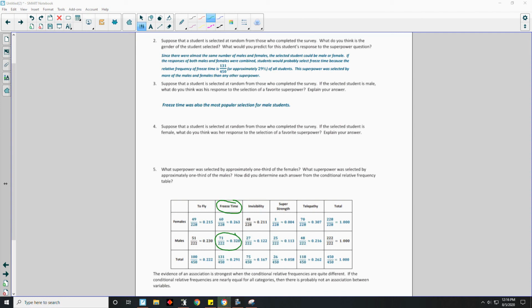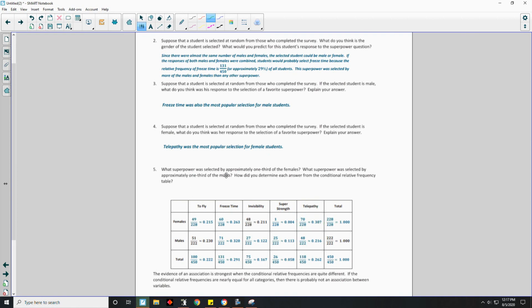Number 4, suppose that a student is selected at random from those who completed the survey. If the selected student is female, what do you think her response to favorite superpower would be? So now we're going to move this out of here, and it's moving up to female. So 21%, 26%, 21%, not even 1%, 30% telepathy. So we're talking about females. And so therefore the answer would be telepathy, largest percentage. Okay, so telepathy was the most popular selection for female students.